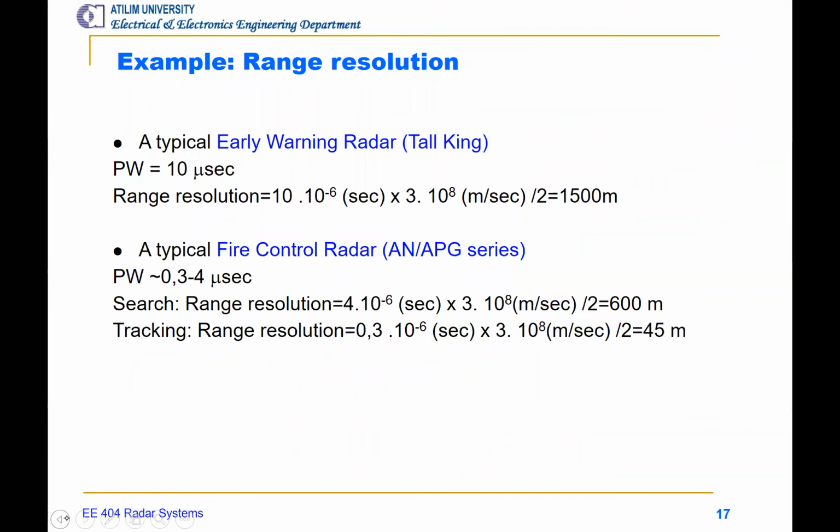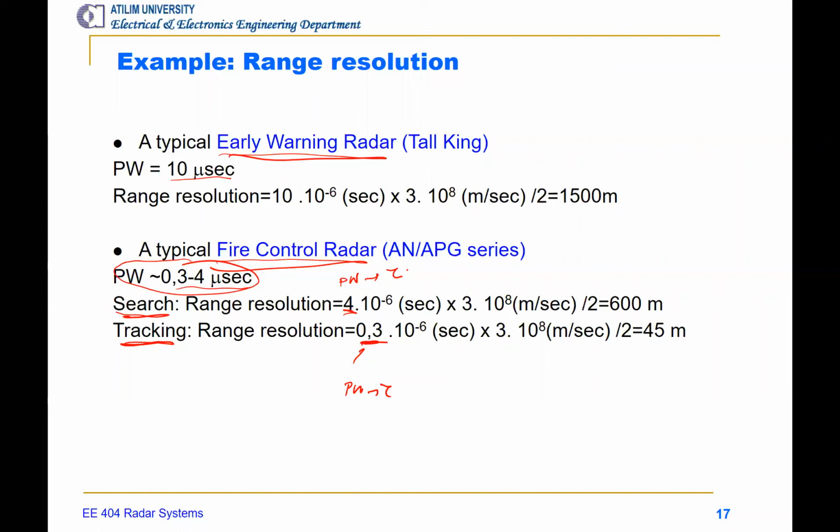Here's an example, range resolution for early warning radar and fire control radar. We have already shown these radars in previous slides. The pulse width for early warning radar is 10 microseconds, while for fire control radar, it's about 0.3 to 4 microseconds. For search mode and tracking mode, you see the pulse widths are different. So I simply take 0.3 for tracking and 4 microseconds for searching. Here is the pulse width, tau.